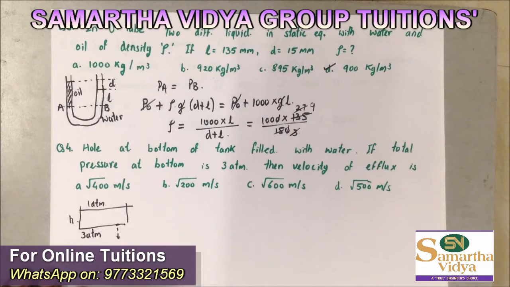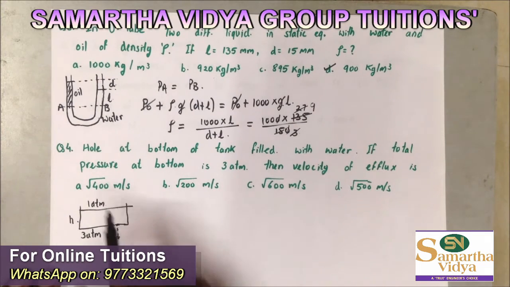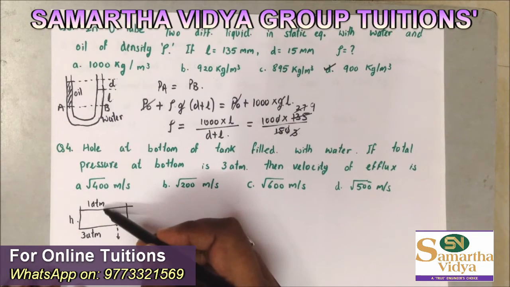So I need to find what velocity is going to be over here. We know that the velocity is given by root of 2gh. So I need to find the value of g into h. You can get it from this particular value, that is the difference of the pressure.